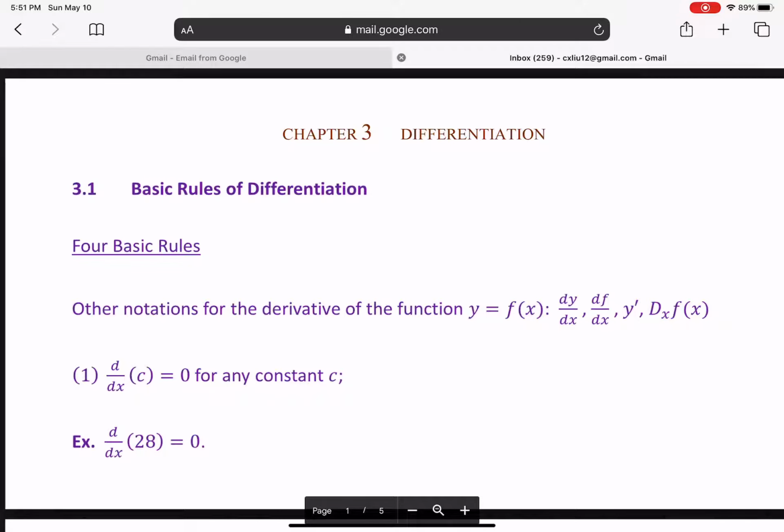The first rule says the derivative of any constant or constant function c is 0. For example, the derivative of 28 is 0 because 28 is a constant.